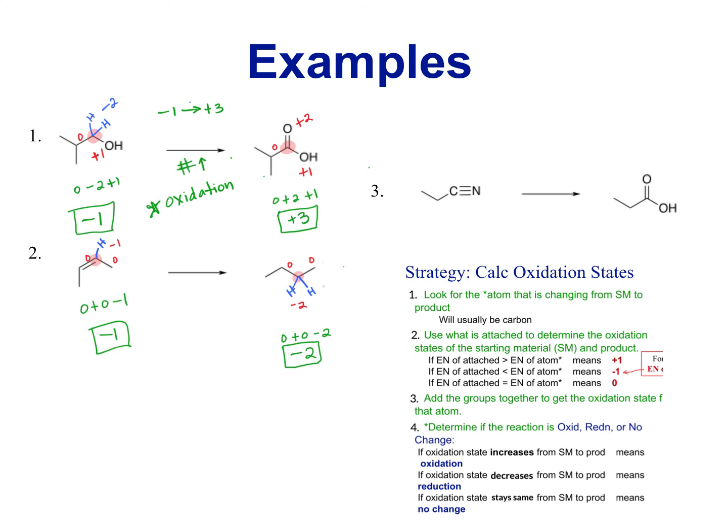And then now let's look at what kind of reaction this is. So we're going from -1 to -2. So that number is going down, right? So what kind of reaction is that? Right, it's reduction. So that's a reduction. All right, so hopefully you're getting the hang of it.